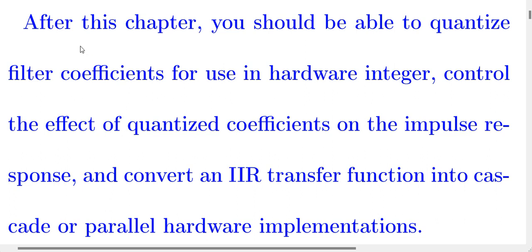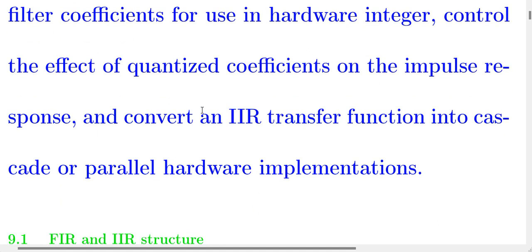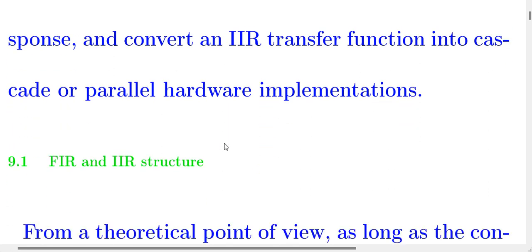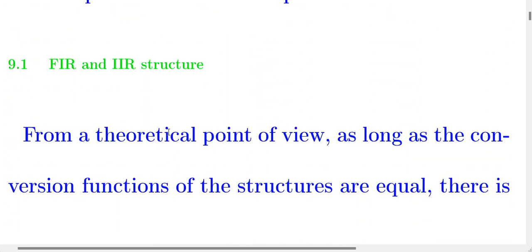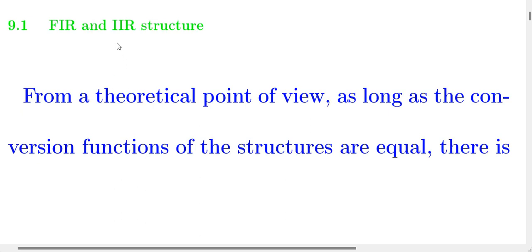After this chapter, you should be able to quantize filter coefficients for use in hardware integer, control the effect of quantized coefficients on the impulse response, and convert an IIR transfer function into cascade or parallel hardware implementations. Important topic. Now, FIR and IIR structures.